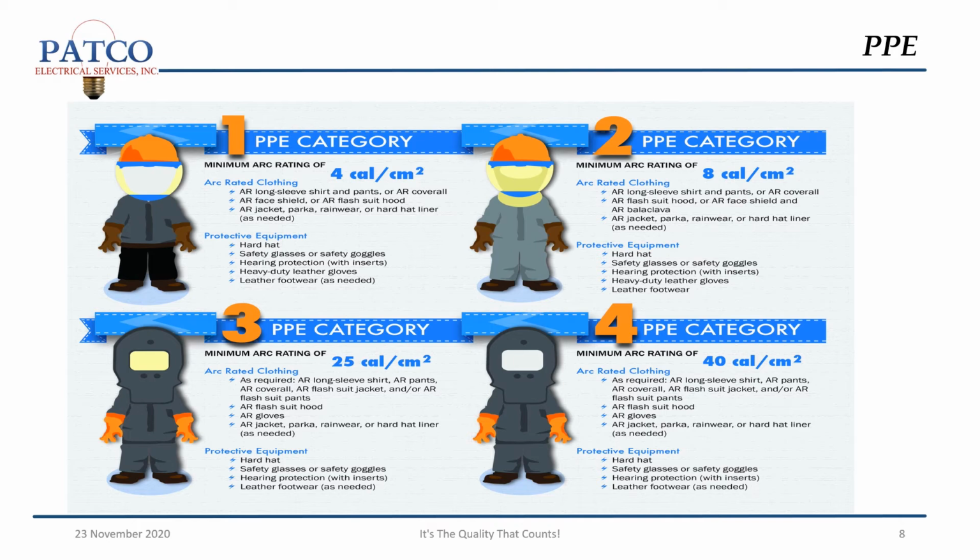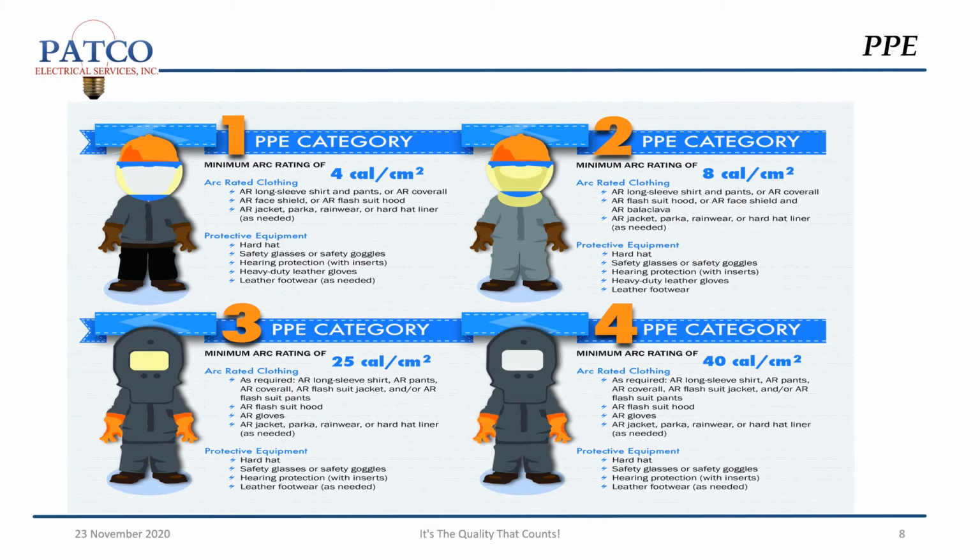Category 4 is 40 cal per centimeter squared minimum arc rating. Clothing is going to be as required: arc rated long sleeve shirt, pants, coveralls, flash suit jacket and/or flash suit pants, arc rated flash suit hood, arc rated gloves, arc rated jacket, parka, rainwear, hard hat liner is needed.